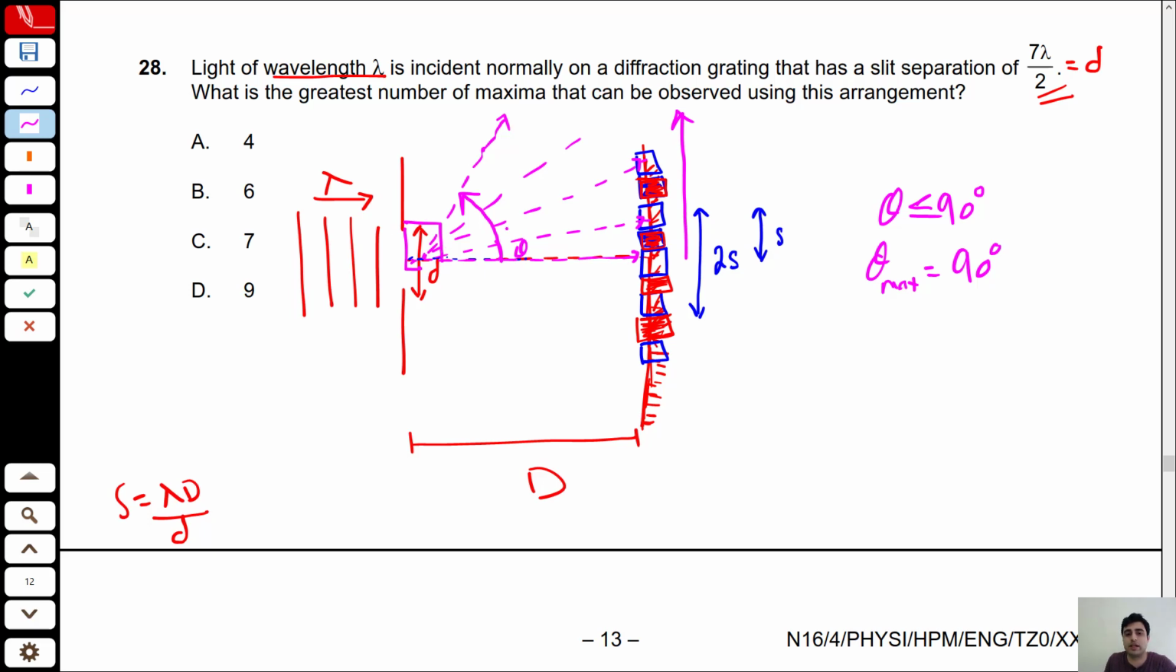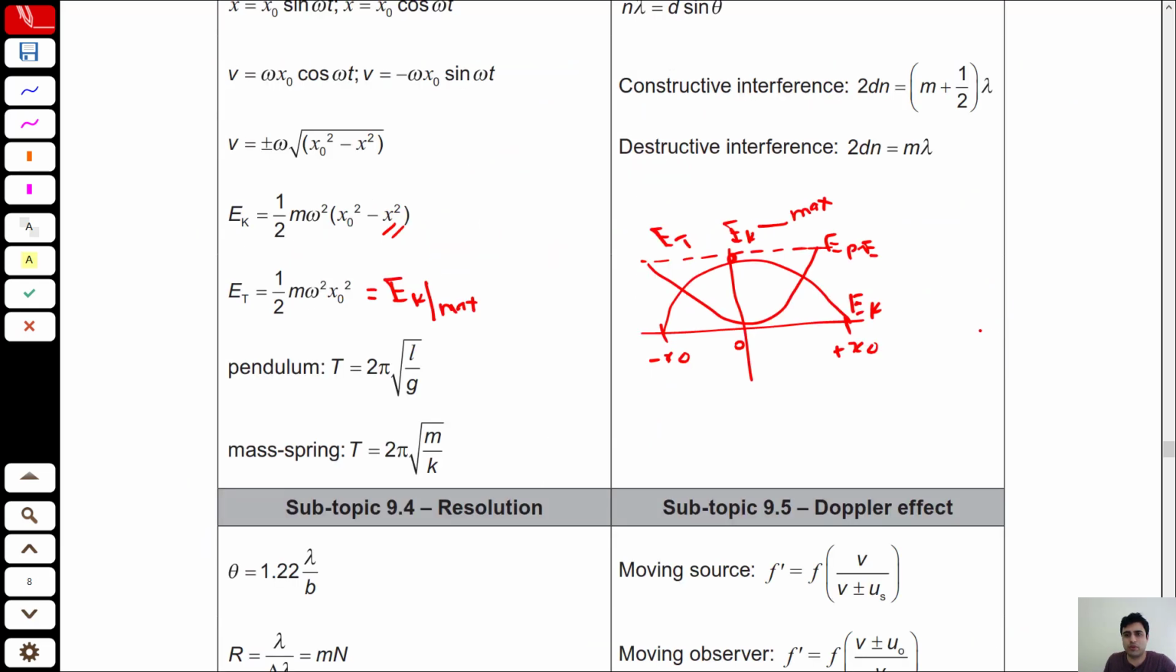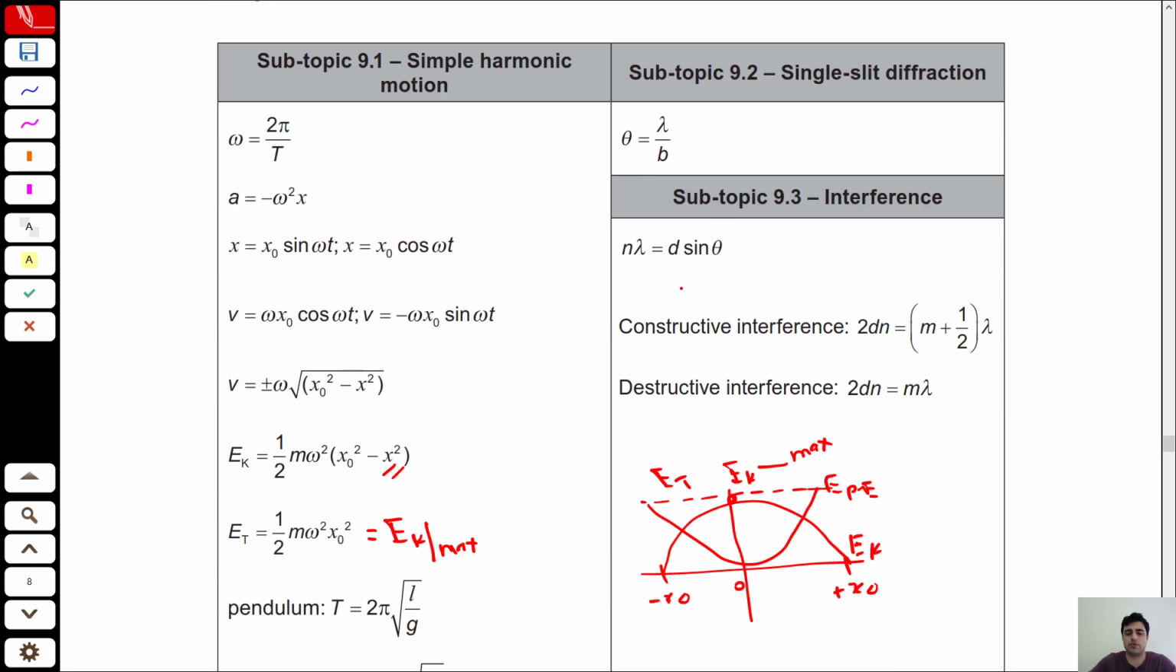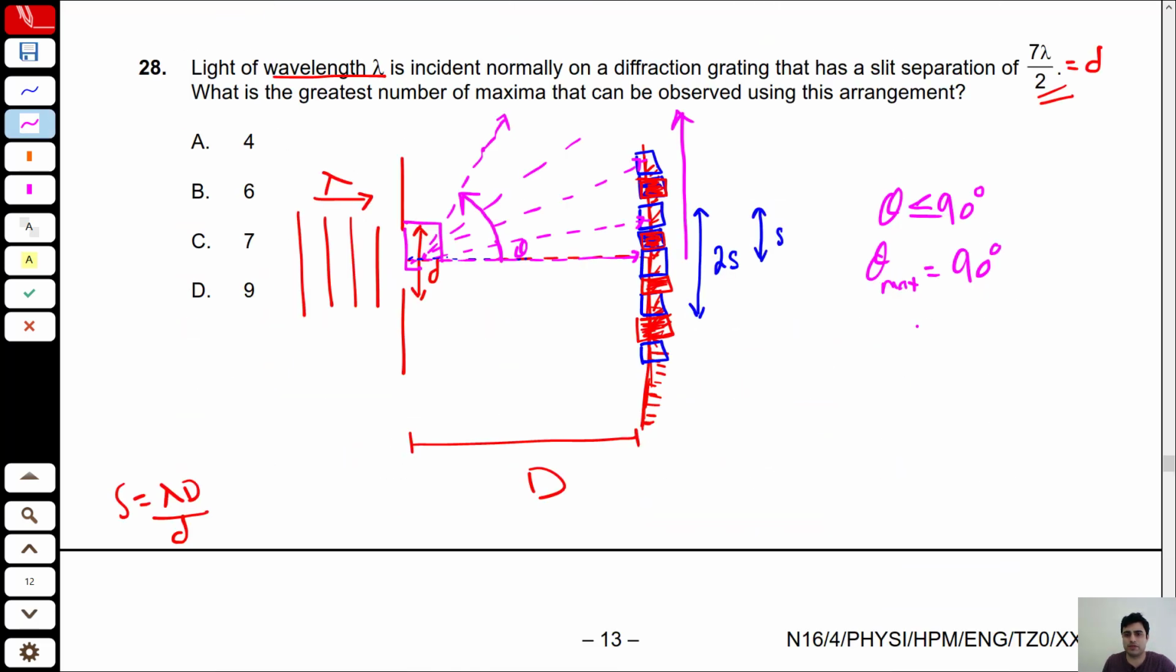Now the relevant equation that we will be using is n lambda equals d sine theta. So n maximum times lambda equals d. d is the slit separation. In our case, it is 7 lambda over 2.